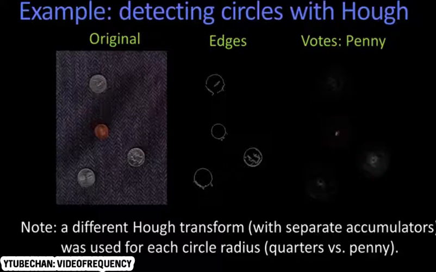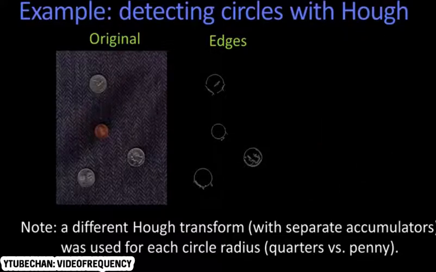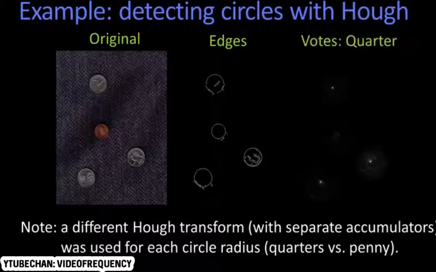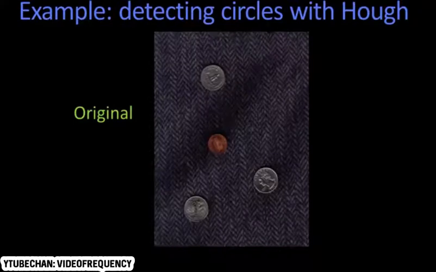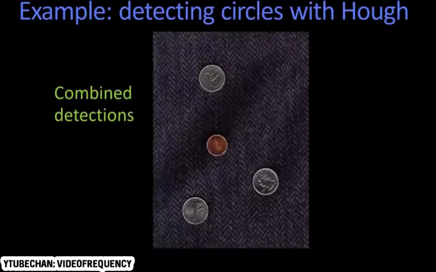So how would we find the quarters? Well, we just use a bigger radius, the radius of a quarter, and we vote again, and again you'll see these spots here, here, and here. And now the penny edges, well, they again vote for this bit of a circle, but not nearly as strong as the quarters do. So this was the original image, and these are the combined detections. And so that's pretty cool, you can just find the circles. But suppose you don't know the radius, okay?